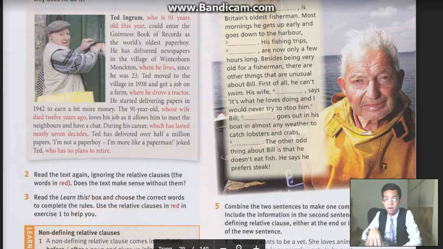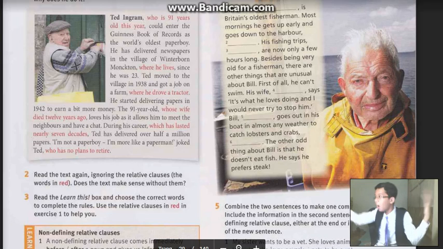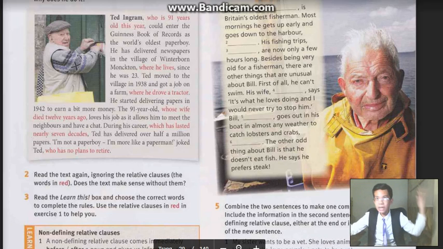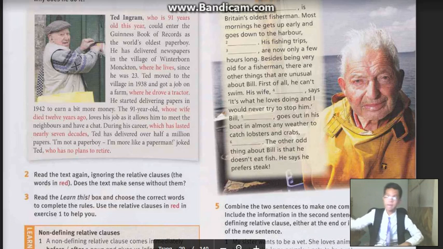The 91-year-old, whose wife died 12 years ago, loves his job and it allows him to meet the neighbors and have a chat. If we don't write whose wife died 12 years ago, it will be the 91-year-old loves his job. It allows him to meet the neighbors and have a chat. Which 91-year-old? Why on earth would we pick him out?